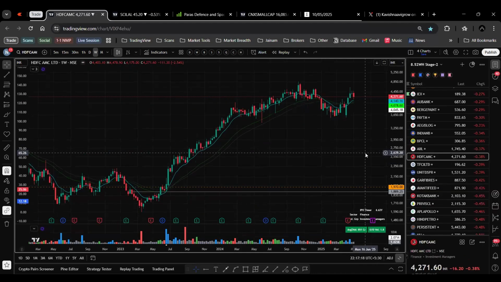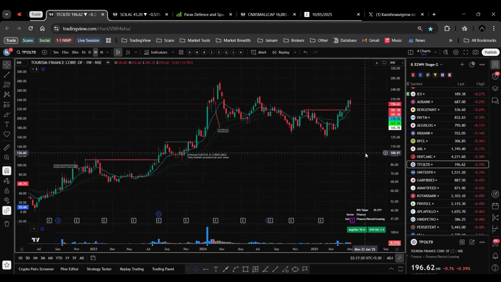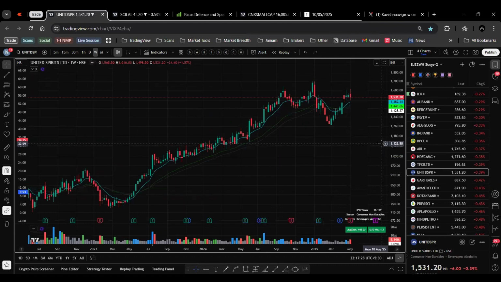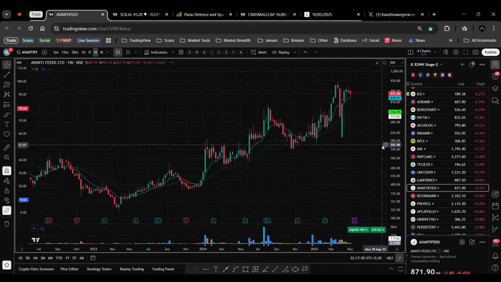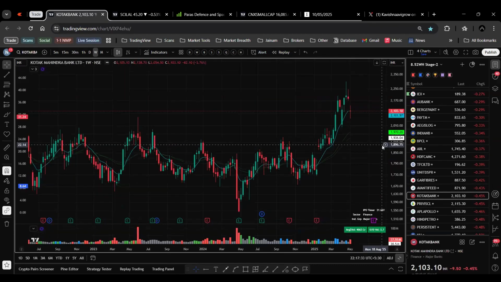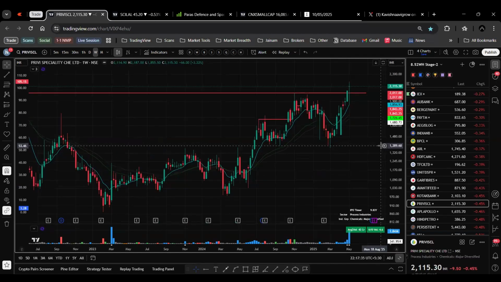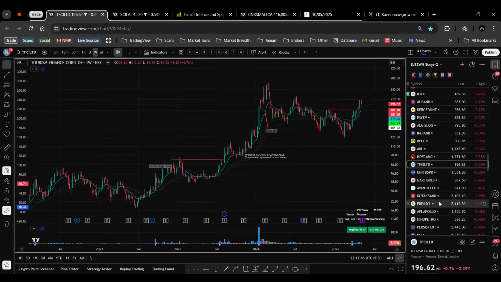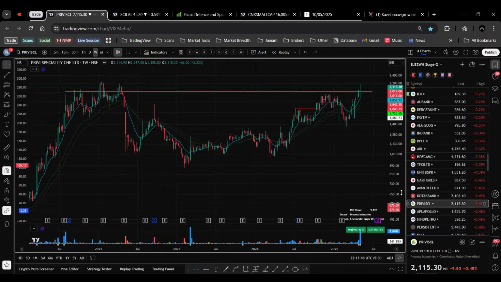HDFC AMC, it's a slow mover, no point of tracking it. So see, we need a base here. We'll just add it to the watch list. United Spirits, no. Slow mover, no. Avanti Feeds, no. Kotak, no. Privy. Now see, good linearity in TFCL, yes, but the stock is not fast moving. When we get to the watch list, I'll tell you why I don't like this stock.